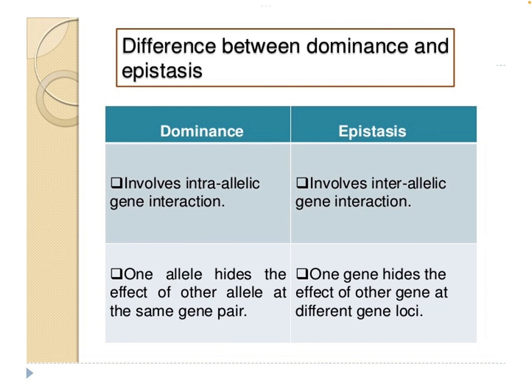So to start, let's differentiate dominance and epistasis. When you say dominance, this involves intra-allelic gene interaction, where one allele hides or masks the effect of the other allele at the same gene pair. If it's epistasis, it involves inter-allelic gene interaction, where one gene hides the effect of another gene at a different gene locus.